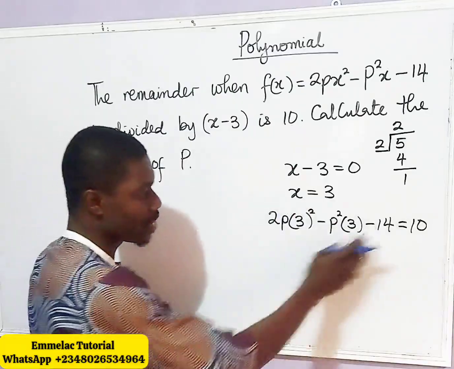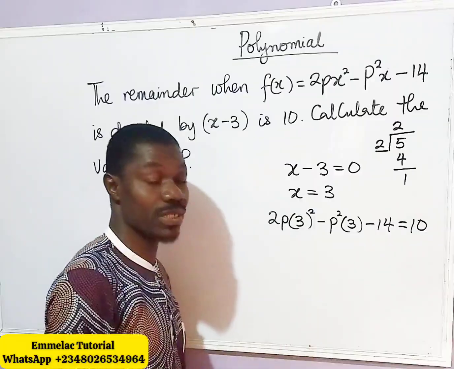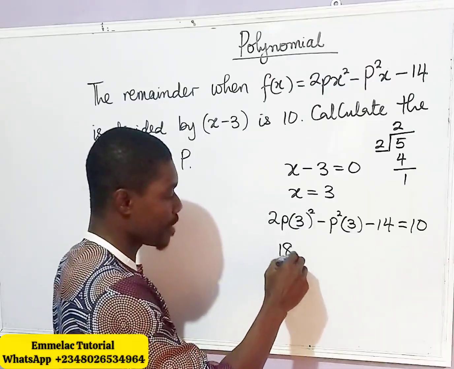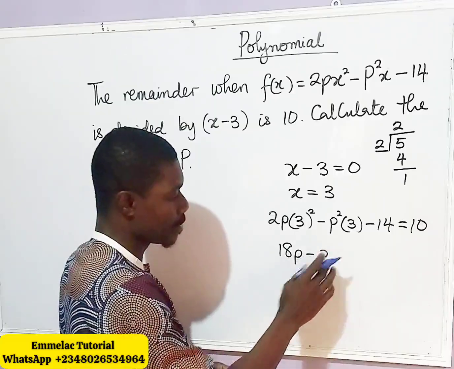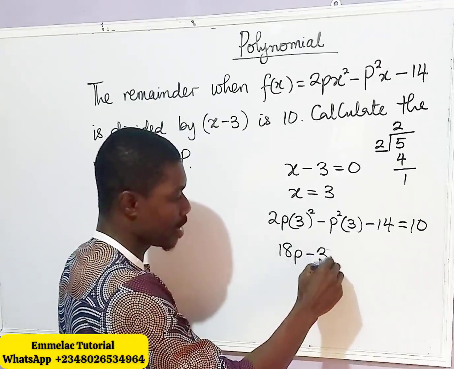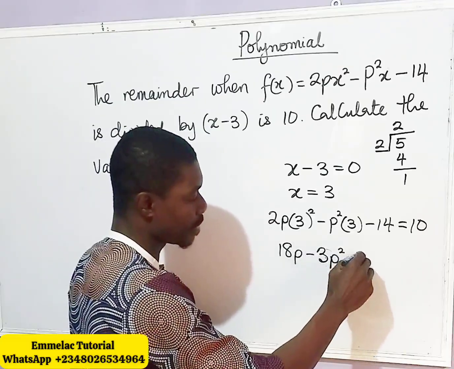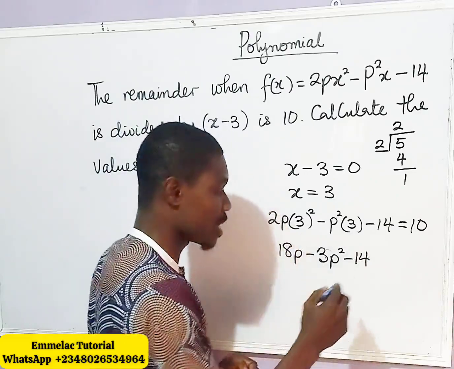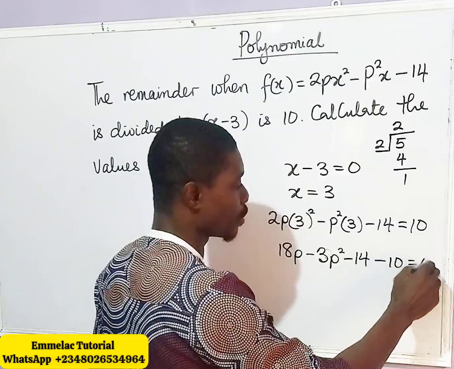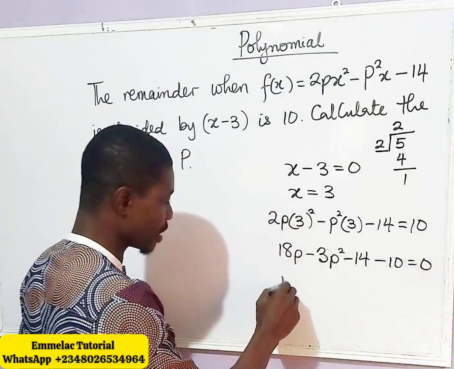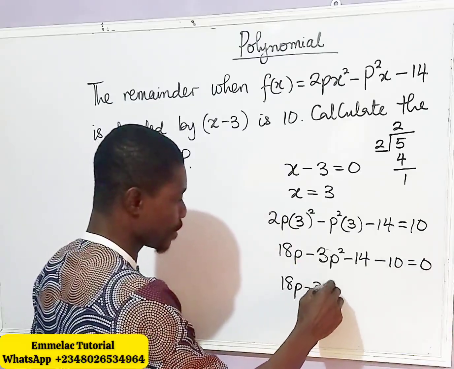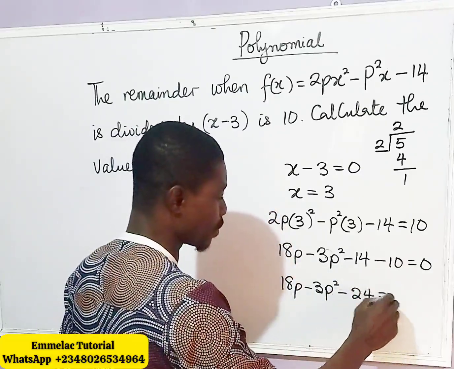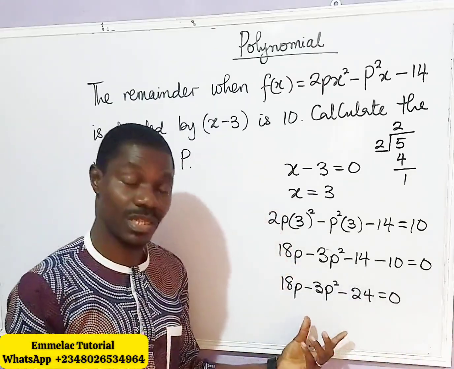Alright, so let us now evaluate here. This 3 raised to the power of 2 is 9. 9 times 2 here is 18. So here we have 18p, then minus 3p squared, then minus 14. Now if I decide to bring this 10 over to the right hand side of the equation, it becomes minus 10, then all equals 0. So here we have 18p minus 3p squared, then minus 14 minus 10, that will give us minus 24. So minus 24 all equals 0. Now if you look at this, it's more or less like a quadratic equation, right?